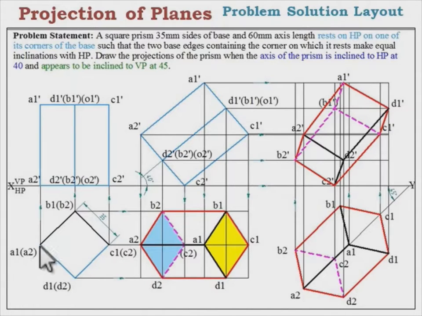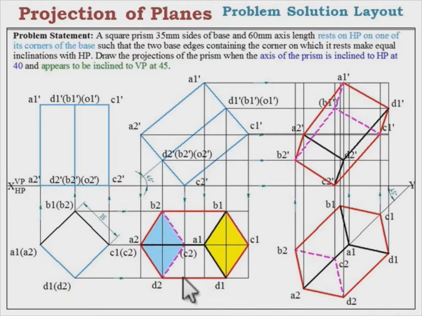Here, projection from A1, horizontal projection, and A1 dash, vertical projection. They intersect at this point. This point is marked as A1. Similarly, horizontal projection from A2 and vertical projection from A2 dash intersect at this point. This point is marked as A2. We will proceed and mark all the points in similar way.